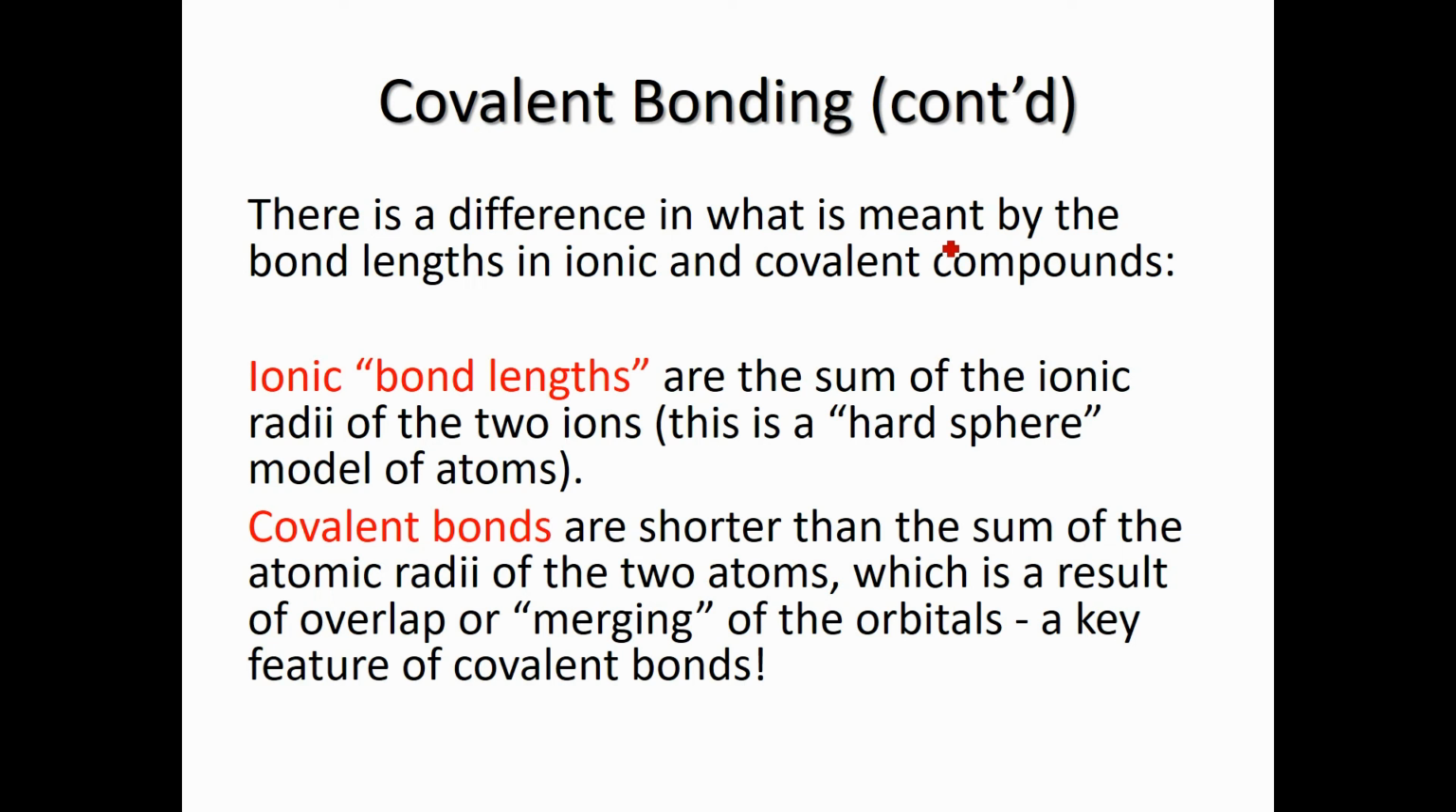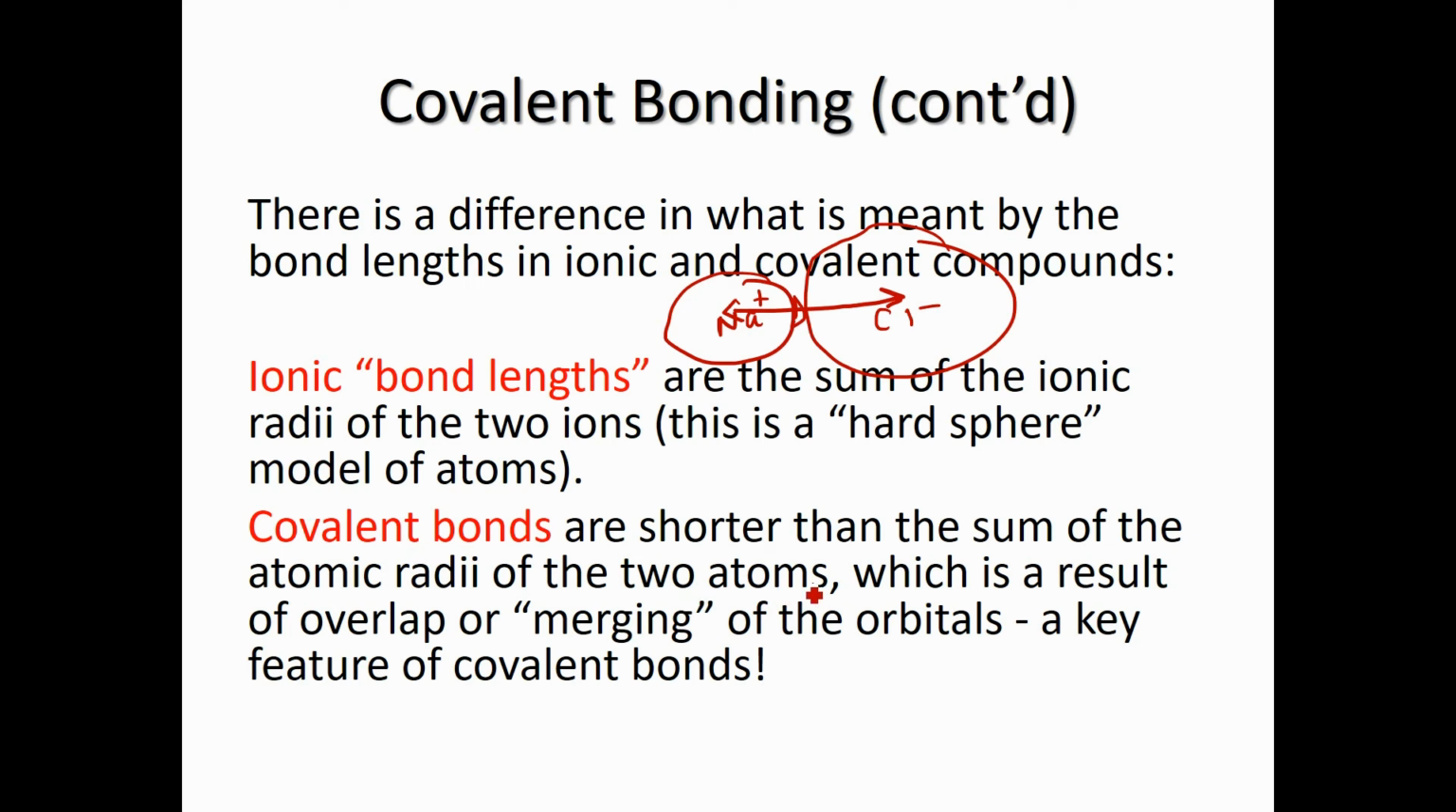There is a difference in what is meant by bond length in ionic and covalent compounds. In an ionic bond length, you simply take the sum of the ionic radii of the 2 ions. So for example, if you have sodium plus, let's say it's this size, and then you have chloride, which let's say it's that size. So the difference from the center to the center is going to be the ionic radii. So you just sum up the distances, get the ionic radii.